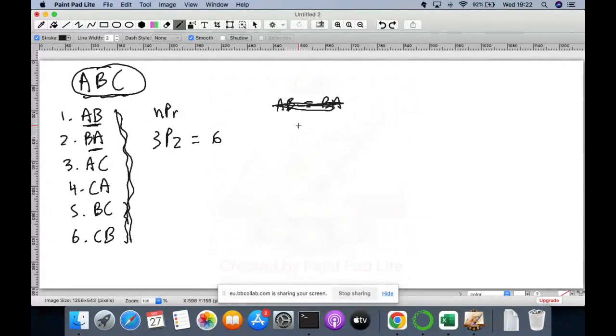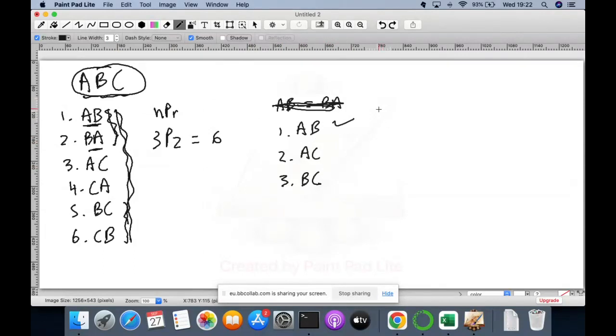So now the possible arrangements are A and B. Okay, that's one option. The second option is A and C. And the third option is B and C. So remember, the order doesn't matter, all right? So that's why we only have 3 now. These are counted as the same. That's why we only list them once, right? So now there's only 3 possible arrangements.